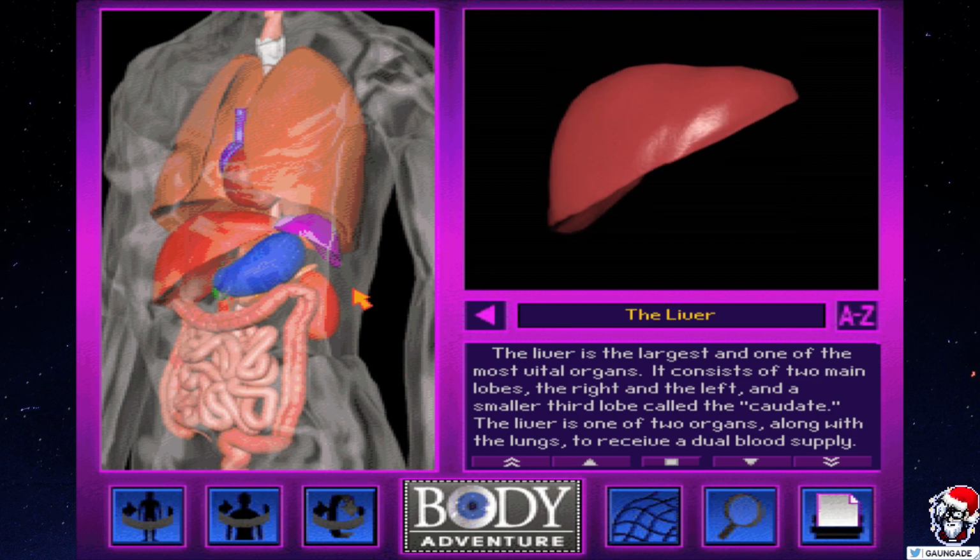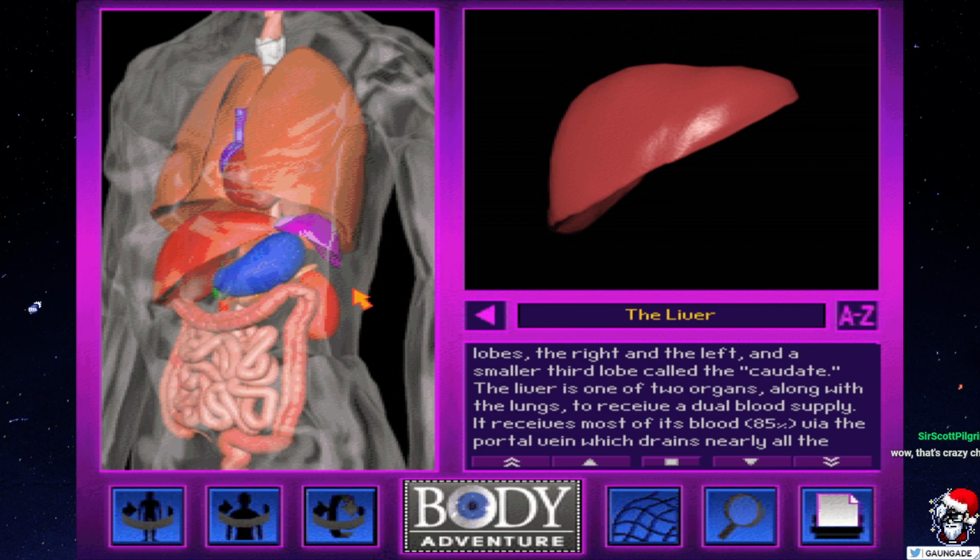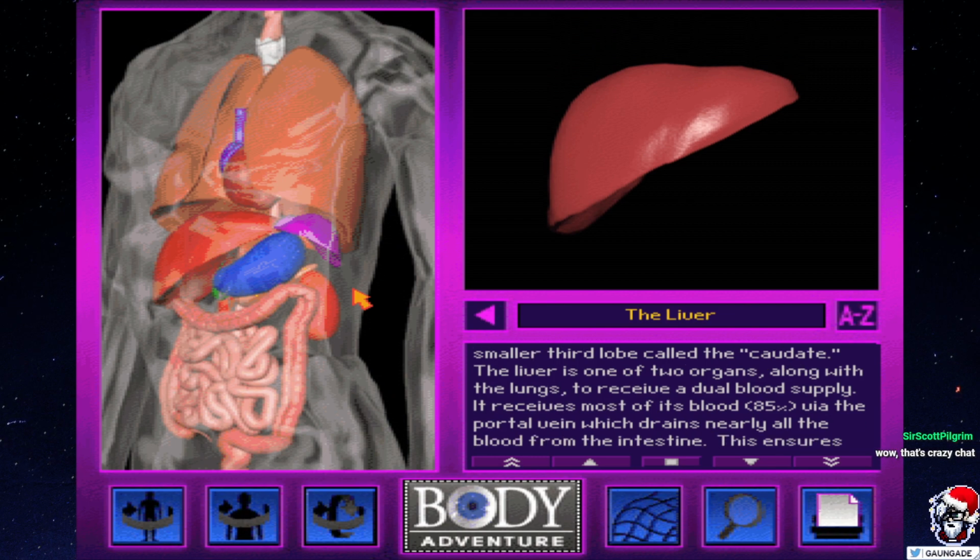The liver is the largest organ and one of the most vital organs. It consists of two main lobes, the right and the left, and a smaller third lobe called the caudate. The liver is one of two organs, along with the lungs, to receive a dual blood supply. Damn, dual blood supply?